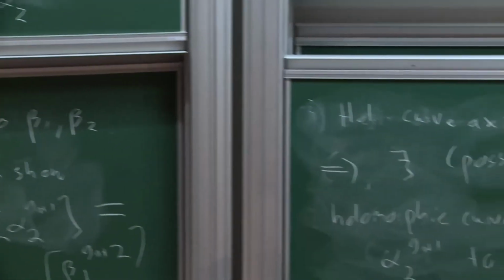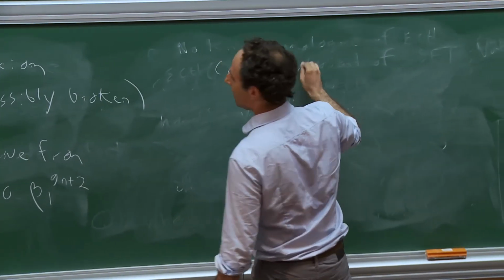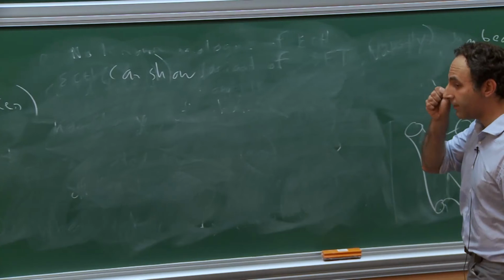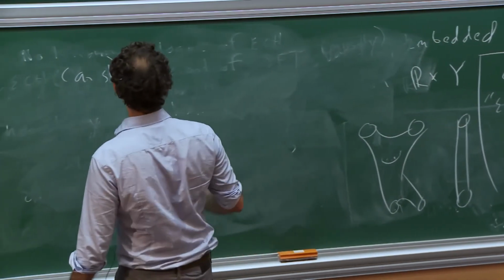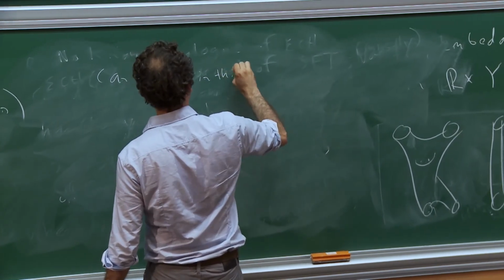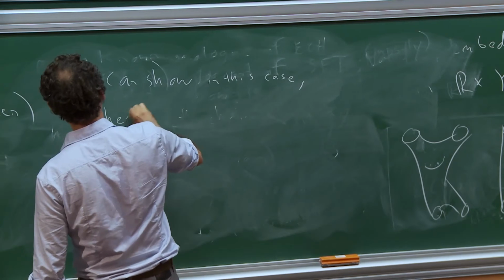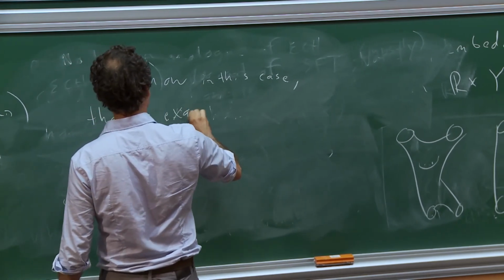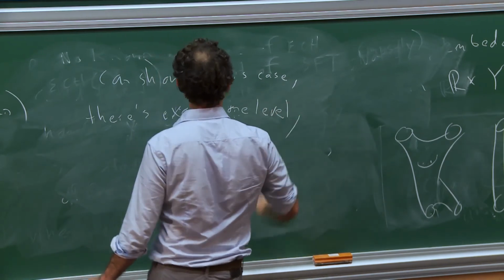Okay. Here you can show, however, that in this particular case, partially because of the nice properties of the Fibonacci numbers, this curve has exactly 1 level. Can show in this case there's exactly one level, and you can actually write down the curve.